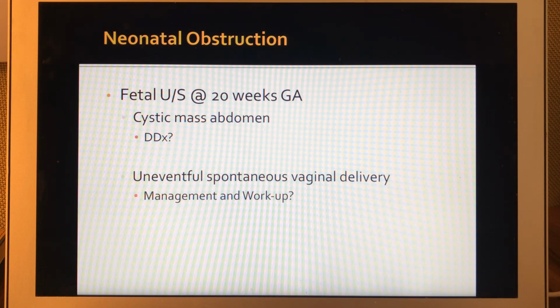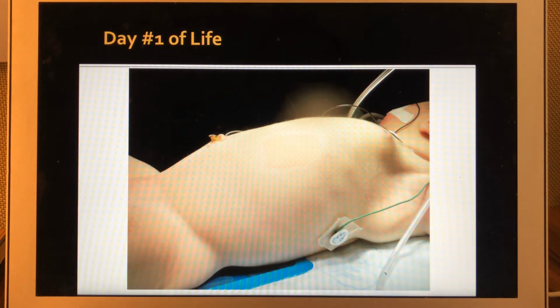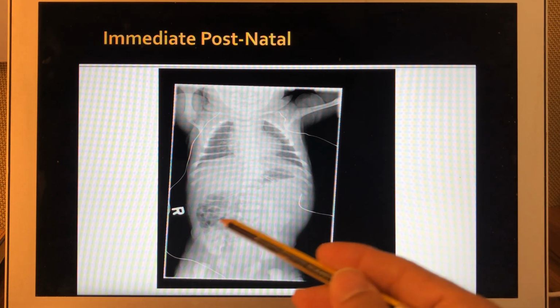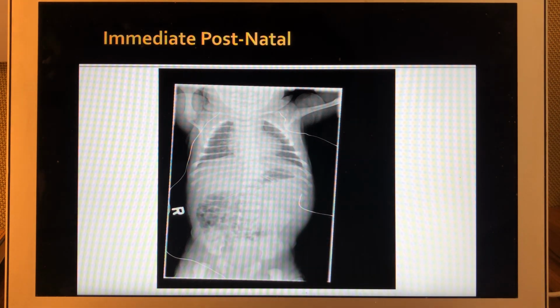Just another scenario for a very rare case. This is a fetal ultrasound at 20 weeks showing a cystic abdominal mass. The delivery was uneventful. The baby, on day 1 of life, has a distended abdomen and is not tolerating feeds. When you do the X-ray, the bowel is shifted to one side of the abdomen, suggestive of a mass occupying lesion in the left side of the abdomen.